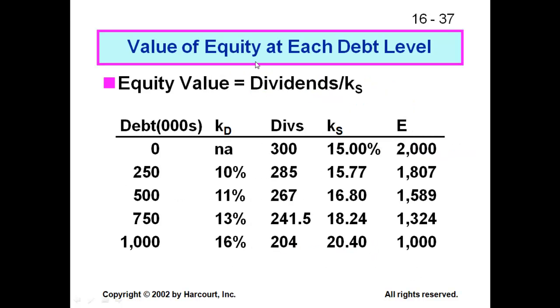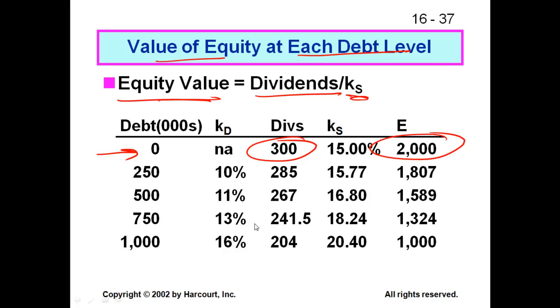Okay, now next we will look at the value of equity in 5 minutes. Value of equity at each debt level. So what's the equity value at each debt level? It's going to be the dividends paid to shareholders divided by the cost of equity. So does this first row look familiar? These were the dividends, this was the cost of equity. The retention ratio is 0. Good, you retained that. Okay, so the retention ratio is 0, so the growth rate is 0.